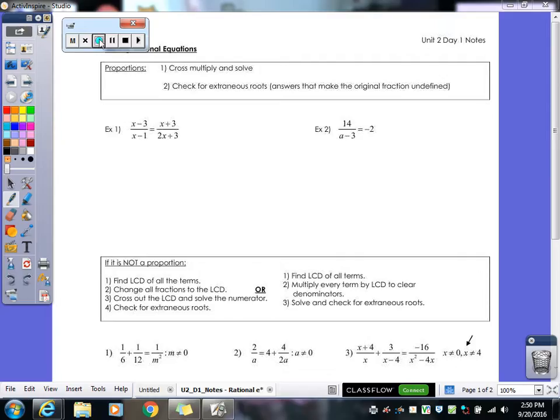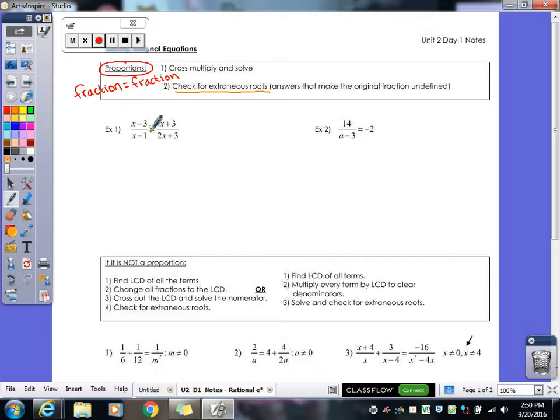Now there's two kinds of problems you'll have to deal with. One of them is if they are proportions. If they're proportions, you're going to have a fraction equal to a fraction, and that's how you know it's a proportion. So you've got one fraction on each side of your equal sign. When you have a proportion, all you need to do is cross multiply and then solve for your variable. And then the second step says to check for extraneous roots. We'll go through that in our examples.